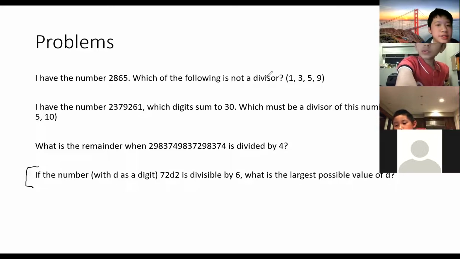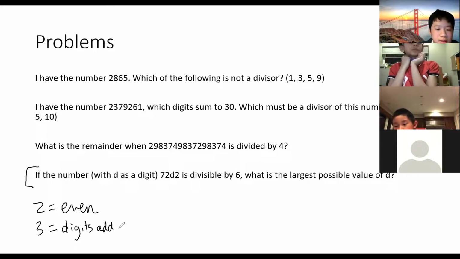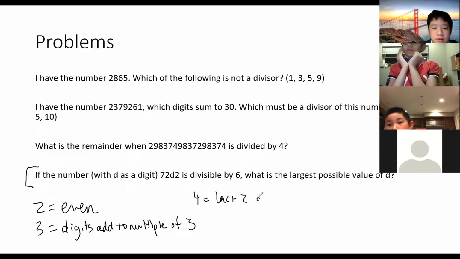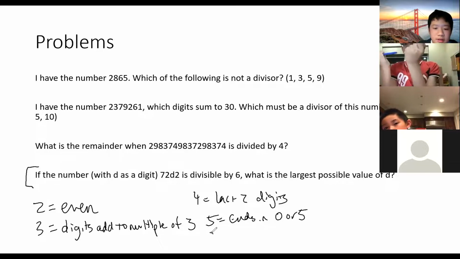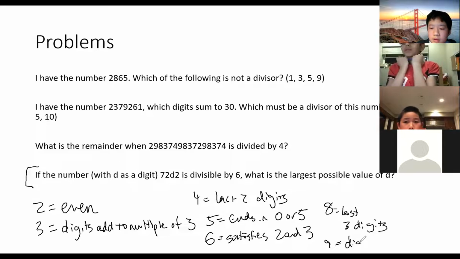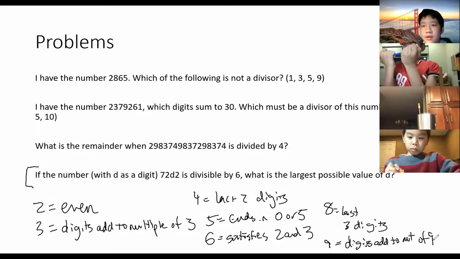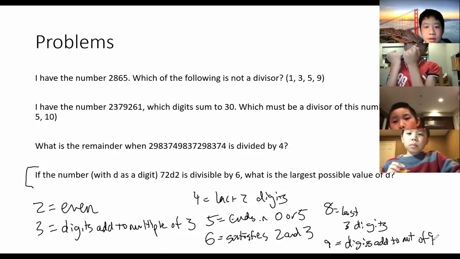So I'll just review the divisibility rules here on the bottom. 2, even. 3, add digits. 4, last 2 digits. 5, 0, 5. 6, 2 and 3. And then 8, last 3 digits. 9, add digits to a multiple. Okay.